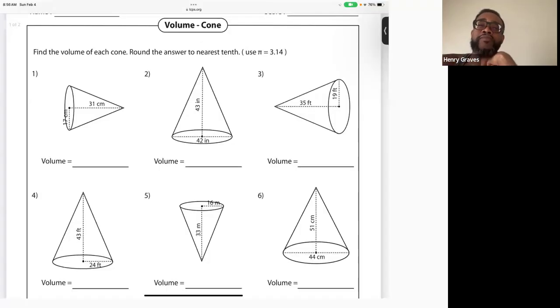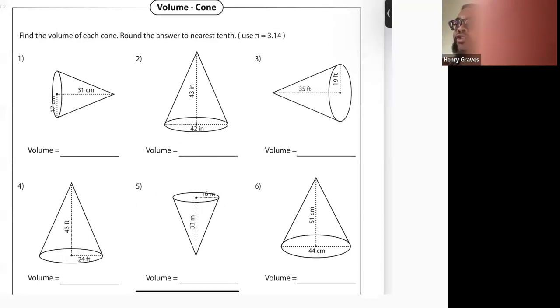I am now doing a video on volume of a cone. I can't assume everyone knows these things, so I have to go over this real fast. On the volume of a cone, I'm gonna draw, everyone knows what a cone looks like, right? It's basically made up of a circle and a triangle.